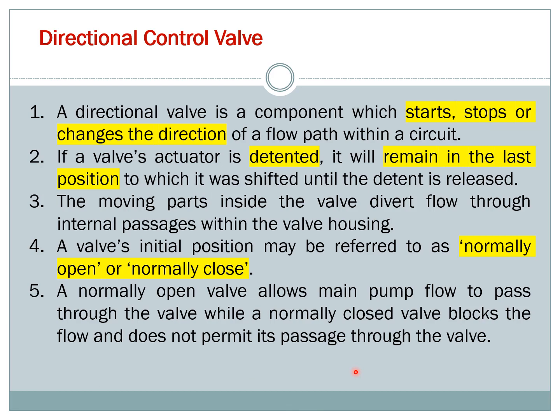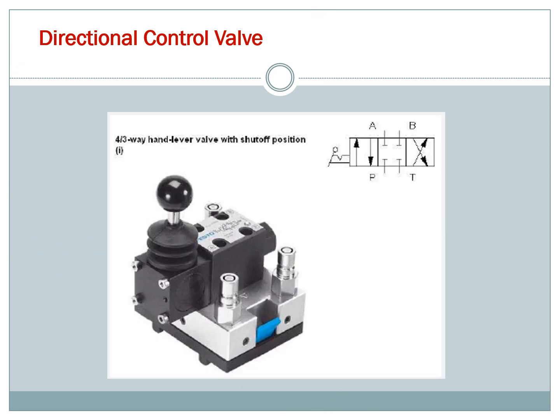So that is an introduction to the directional control valve. You can see this is an example. This is a hand lever, where it forms like a joystick, where you can push or pull in order to activate the valve. And you have a shut off position in between. This is just an example of a directional control valve used in hydraulics.